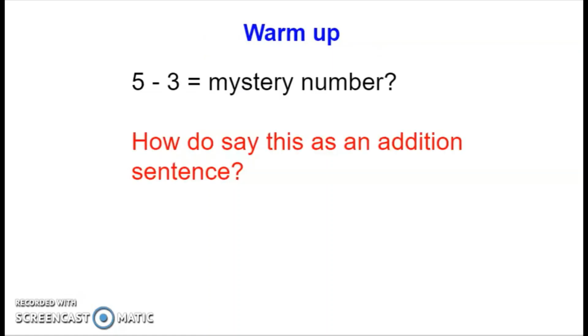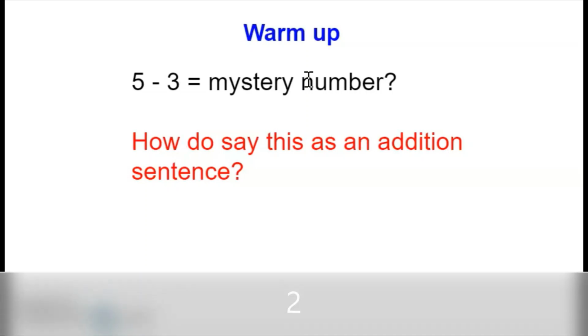Let's dive into our warm-up. Our number sentence reads, 5 minus 3 equals mystery number. What do you think our mystery number is? Go ahead and pause. Tell a friend or a family member. That's correct. The solution is 2.